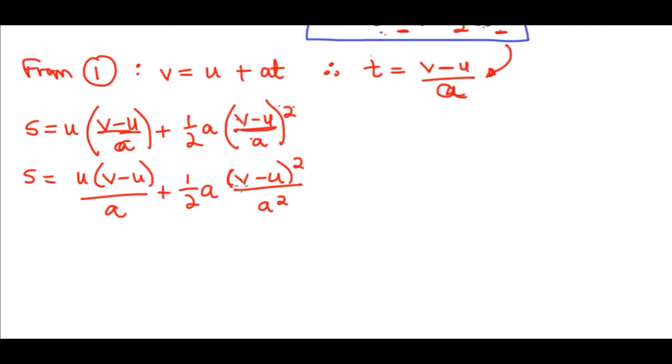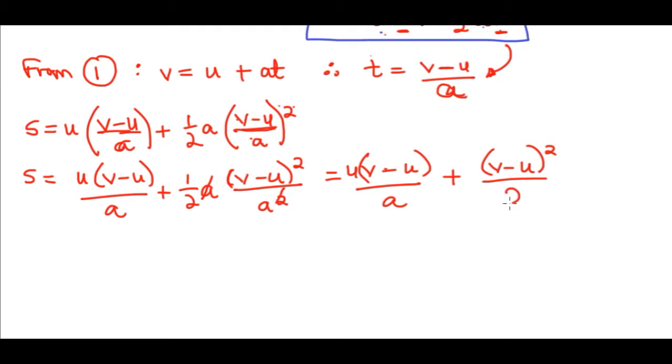Now this a is going to cancel one a here, and so it becomes u times (v minus u over a) plus (v minus u) squared over 2a. That's what it becomes, right? And so s is equal to this thing on the right hand side. But that thing is nasty. We have a and 2a in the denominator. We don't want that denominator. Let's get rid of those denominators.